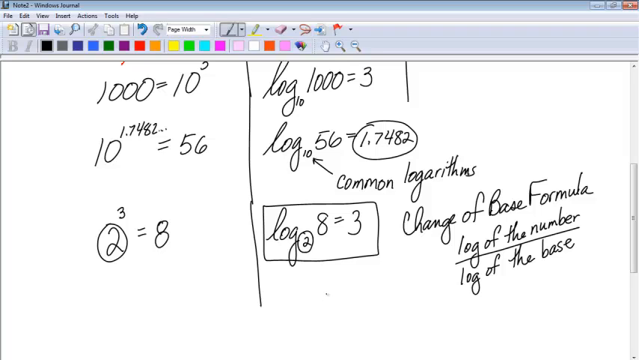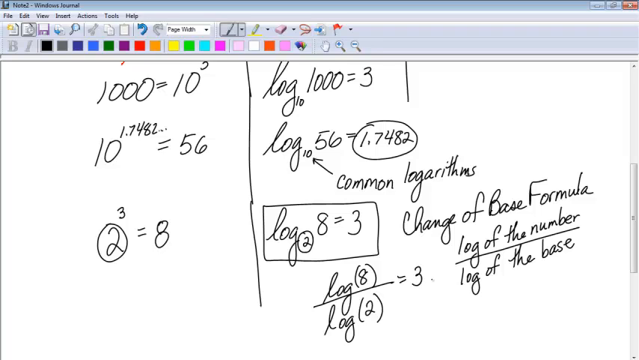But if I use this change of base formula, I'm going to put the log of the number, and the calculator's going to put a parenthesis here, so you've got to put parentheses here. Close it. Over the log of the base. So do log of 8, close the parentheses, divided by the log of 2. And then it should work. It will give you 3 for your final answer.